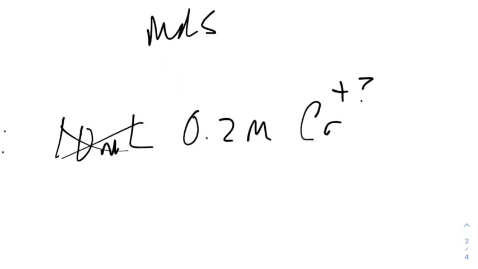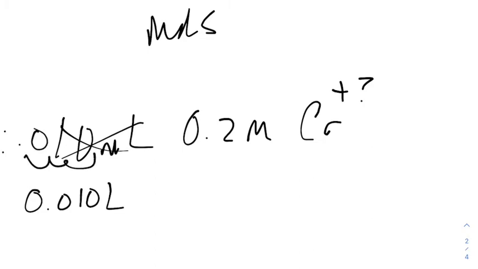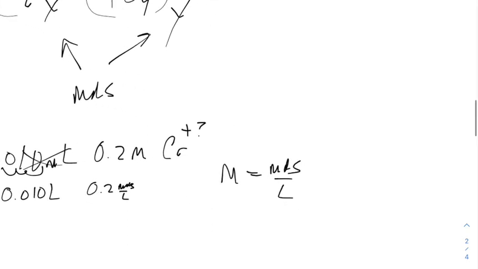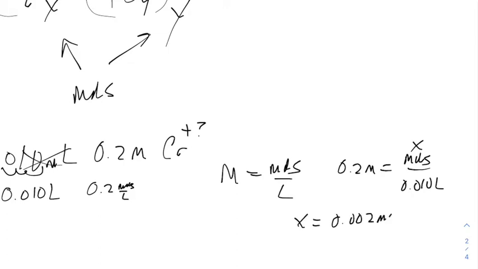If I know milliliters, I know liters. This is 0.010 liters. Again, you move it 3 decimal places to get to there. And if I know the molarity, 0.2 moles per liter, I can use my equation. Molarity is equal to moles per liter. And so my molarity is 0.2 molarity. My moles is my question mark. That's my X. My liters is 0.010 liters. So I'm going to end up with 0.2 times 0.01, 0.002 moles. So X is 0.002 moles of my chromium.